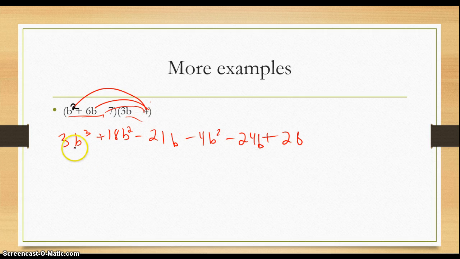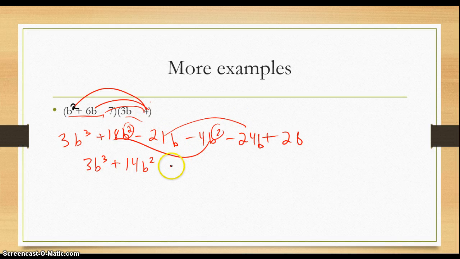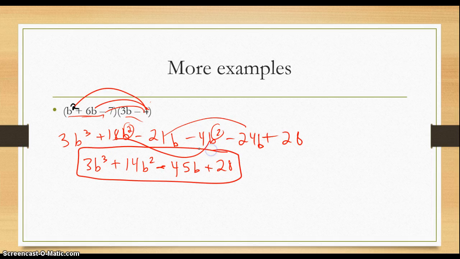You got to keep things alike. So we only have one 3b cubed. Look at the squareds. Here we go, we got to combine these. We get a positive 14b squared. Then b and b, and they're both negative, so we're going to be given a larger negative here. Let's go with a 45b, and then plus 28. So that's using FOIL and the distributive property to come up with that.